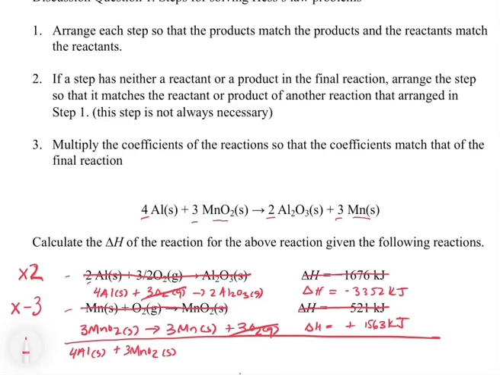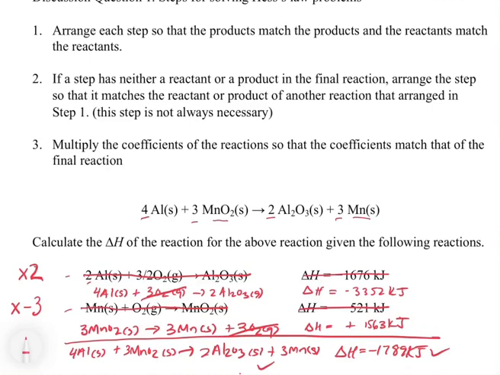Those are going to cancel out since they're on the reactants and product side. And then this is going to give me 2 Al2O3 solid plus 3 Mn solid. And so this checks. That is the same thing as my reaction. So then I'm going to get my delta H, which in this case is going to be, I add up -3352, and then I add to that a positive 1563, so I get a -1789 kilojoules. And that checks out. So that's how you do it for a simple one.